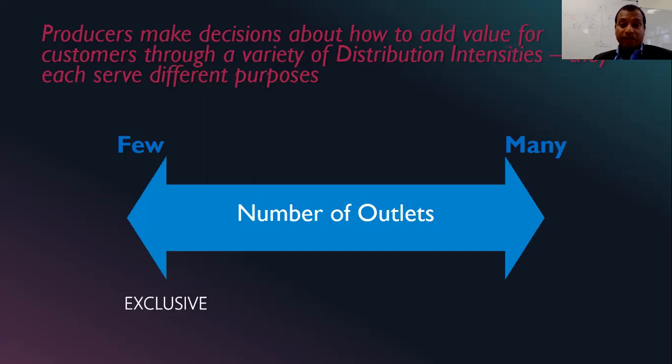And you have broadly three different formats or three different choices. The first one is exclusive number of outlets. The second one is selective number of outlets. And the third one is intensive number of outlets. We'll go through them one by one.